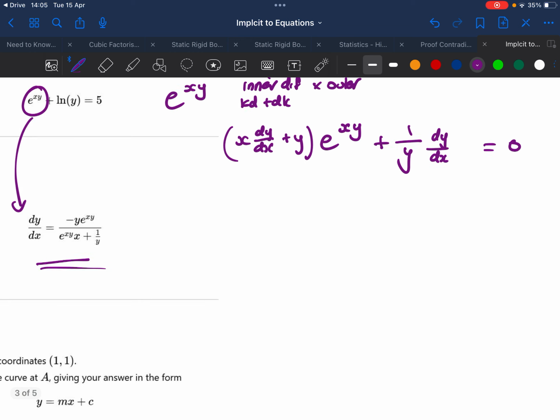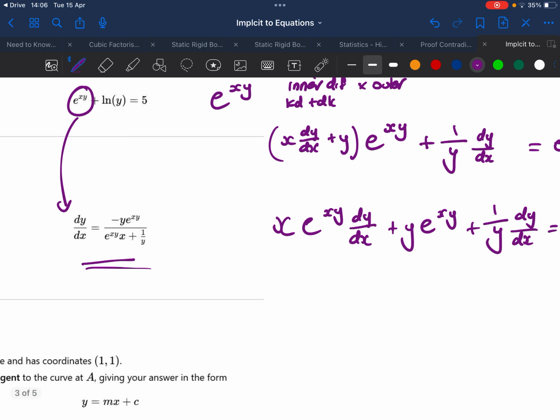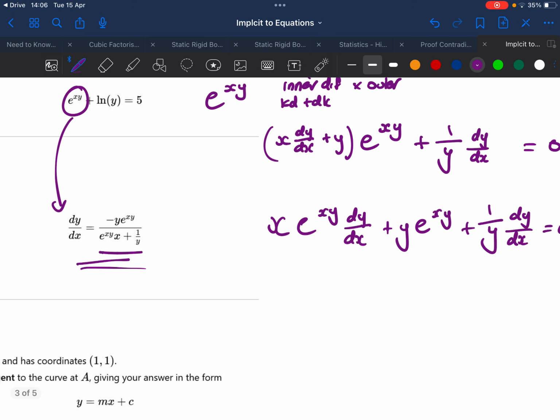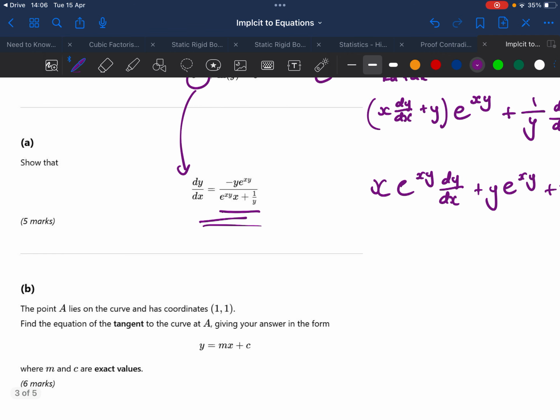What would we do from there? Well, we would expand things out. Perhaps that might make it slightly nicer to work with. So if you have x e to the xy dy/dx, and then the other one will be plus y e to the xy plus 1 over y dy/dx equals 0. Hopefully from there you should find that you can almost see where that result is coming from.